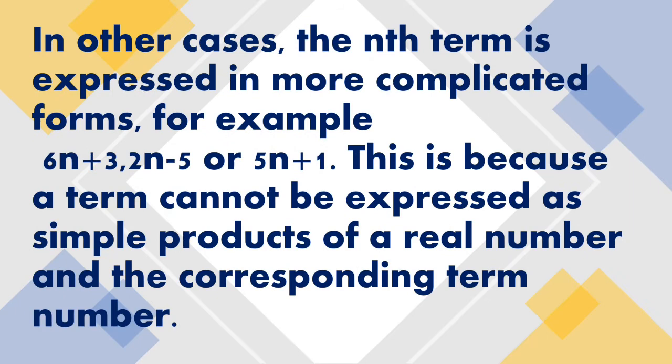In other cases, the nth term is expressed in more complicated forms. For example, 6n plus 3, 2n minus 5, or 5n plus 1. This is because a term cannot be expressed as a simple product of a real number and the corresponding term number.